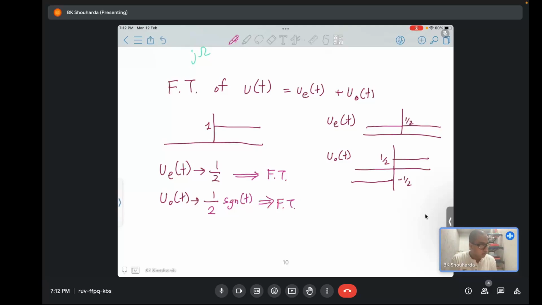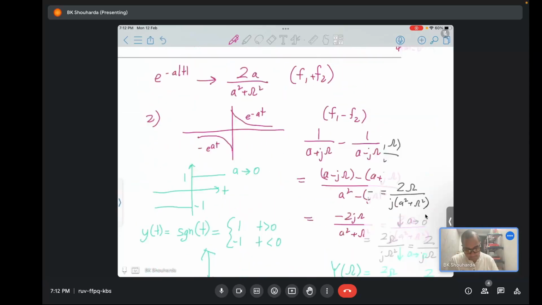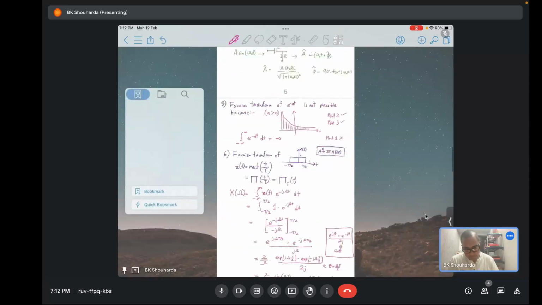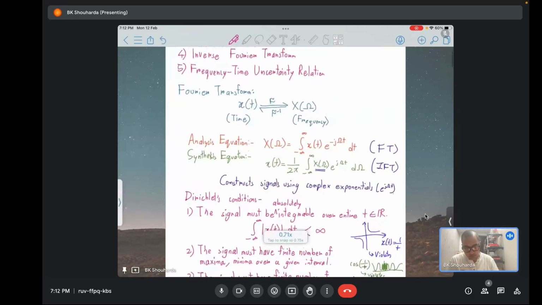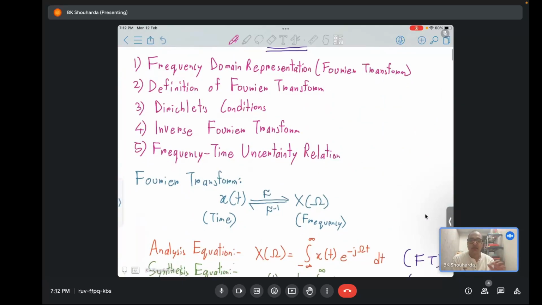I hope we have covered enough for today's session. Let's revise whatever has been done till now. This week's contents covered frequency domain representation, that is the Fourier transform. There was a definition of the Fourier transform, followed by the conditions that define whether the Fourier transform shall exist or not. Then there are some exceptions to those conditions. Then we talked about the inverse Fourier transform, followed by the frequency-time uncertainty relationship.